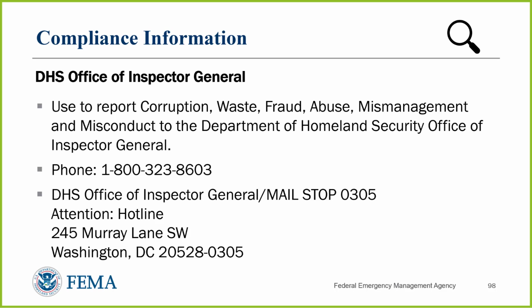We have to finish up every presentation we do with this information. It's information we hope you never need, but is there. It's our Office of Inspector General's hotline. It's used to report corruption, waste, fraud, abuse, mismanagement, or misconduct of funds. They have a phone number, 1-800-323-8603. They also have an address where you can snail mail things. Address is there. I'm not going to read it off because I often mess it up. Again, something we hope you never have to use, but is a resource if you do.